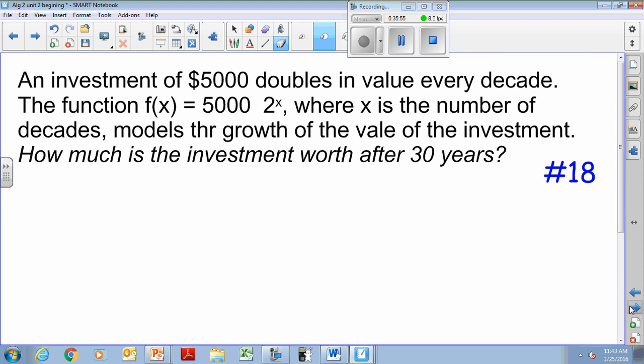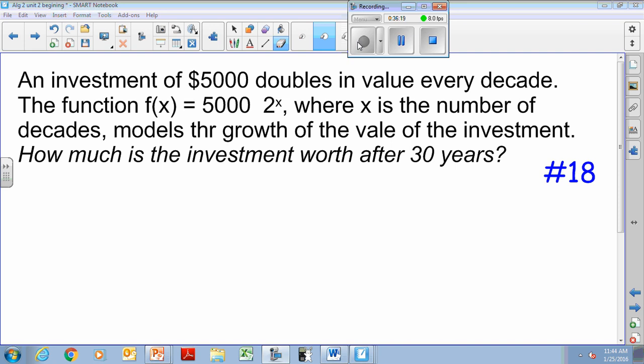30 years. Doubles every decade. Oh yeah, this one is worth doing. Hey, write down y equals 5,000 times 2 to the x. The important part on this is what number to put in the x when it's time to get the answer. So this one I'm not going to necessarily have you get the answer to. I just want you to know what goes in that x.